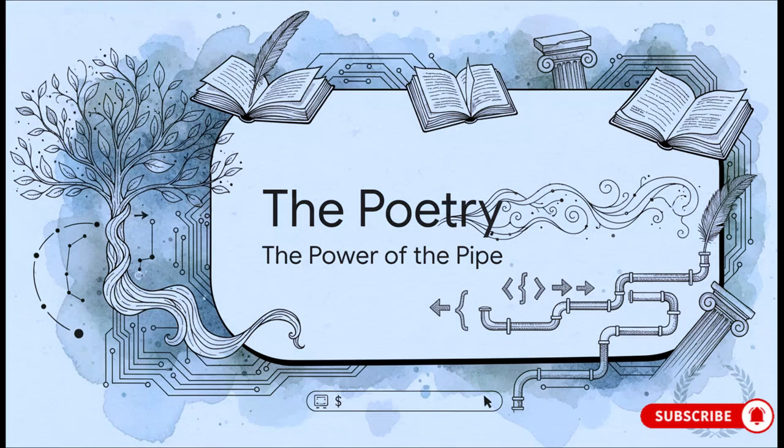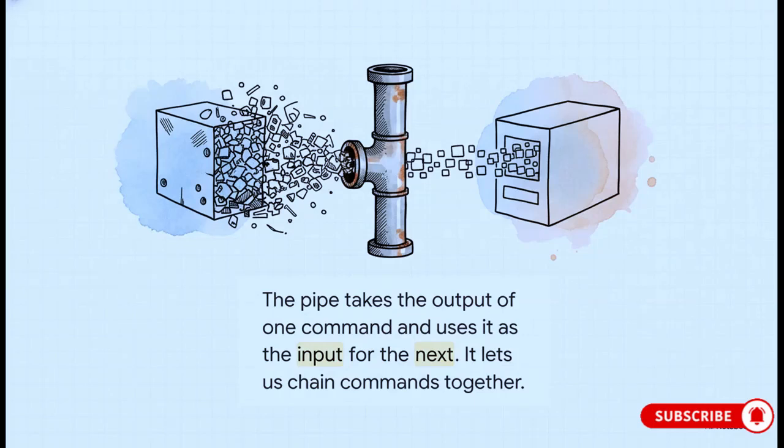So we've learned some grammar, we've learned some vocabulary. Now it's time to write poetry. This is where we start combining our simple little commands to do incredibly complex and powerful things. This is where the magic really happens. And the key to all this poetry is just one single character, the pipe.